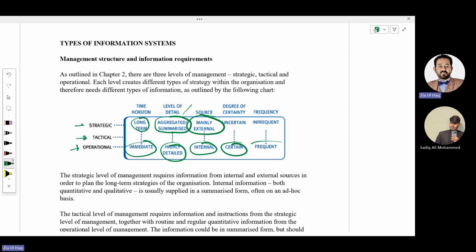At operational level, they require information on a frequent, regular basis. While top management requires information when they make decisions, probably at the year end or twice in a year, when they prepare long-term plans. So information required by strategic level is infrequent, while information required by operation level will be frequent, meaning routine, regular basis. So these are the differences between strategic, tactical, and operational.